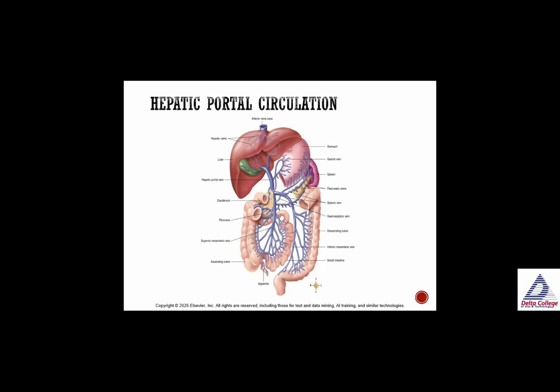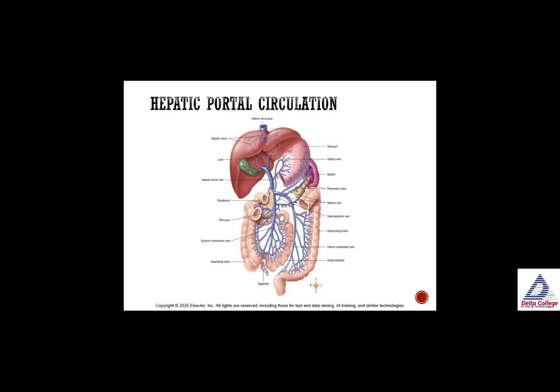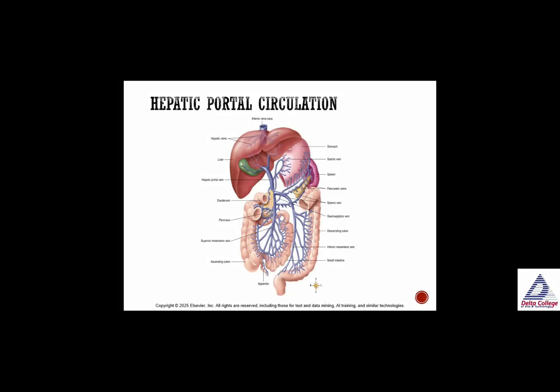So this shows you how much circulation is up in that liver. The liver likes a lot of blood, just like the spleen. We're going to talk about that more in the future too, but the liver has a lot of blood supply. If the liver gets lacerated or cut, it will bleed and bleed and bleed.